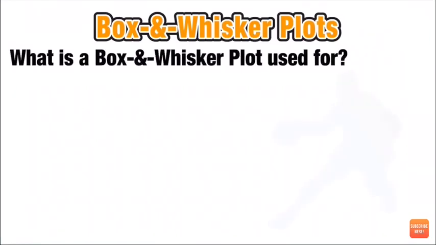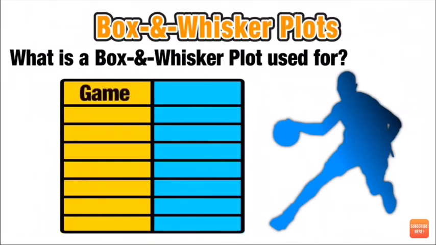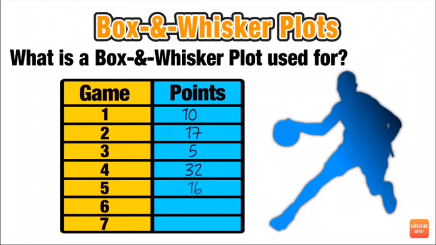So again, a box and whisker plot is just a tool that's going to help us to analyze data. So first, we need some data. So let's look at Jordan, a JV basketball player who was just called up to varsity for the last 7 games of the season. So Jordan's using this chart to keep track of the number of points he scores for each of these 7 games. Now we can use this performance data to create a box and whisker plot that will help us to evaluate Jordan's performance over this 7-game span.